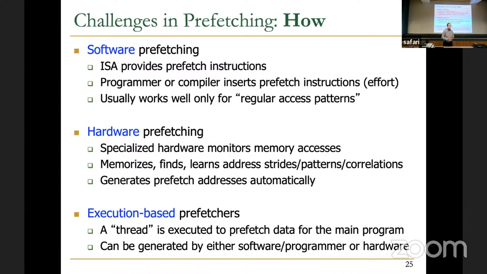Okay, so basically, whenever you're writing programs, you can do software prefetching and execution-based prefetching yourself. Hardware prefetching, unfortunately, you don't necessarily know what's going on, unless you go and reverse engineer.